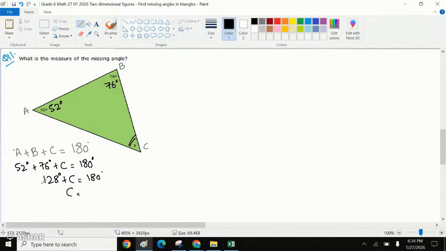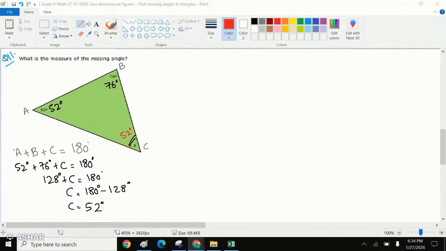And if 128 is moved to the other side, we take 180 minus 128. That means 180 minus 120 is 60. 60 minus 8 is 52. Please kindly confirm. Yes, thank you, Ashik. That is 52. Great.